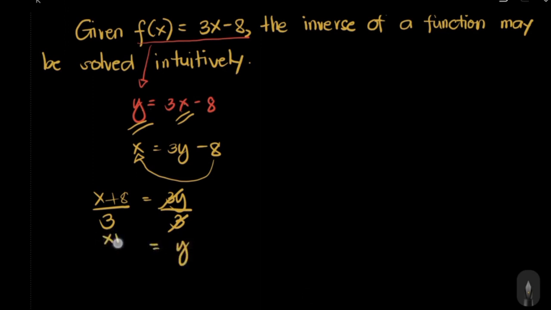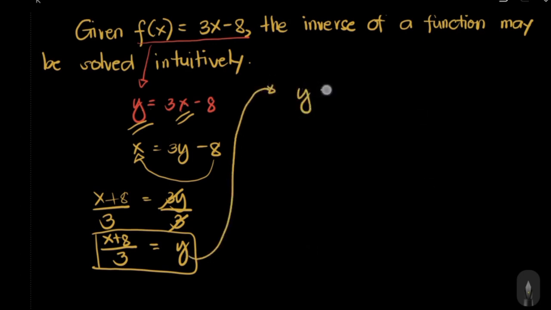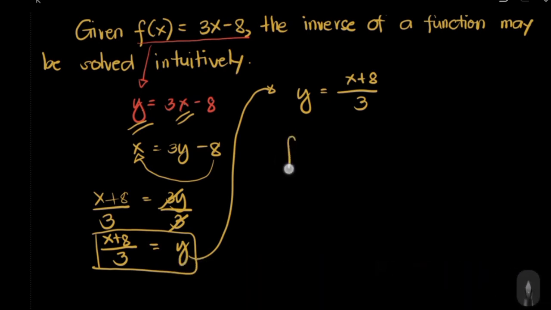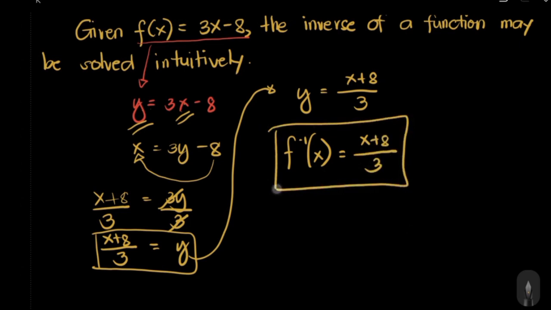So, pwede siyang x plus 8 over 3 is equal to y. Pwede po siya y is equal to x plus 8 over 3. Pwede na nato ibalik si f of x, for this time, na exponent nga negative 1 which mag-refer siya sa inverse. So, f raised to negative 1 of x is equal to x plus 8 over 3. So, this is the inverse of the function f of x is equal to 3x minus 8.